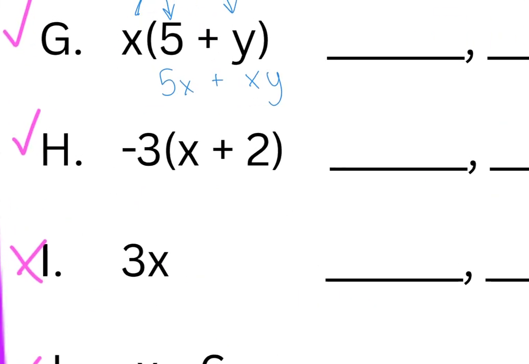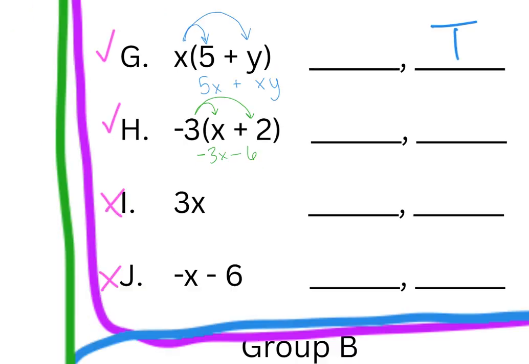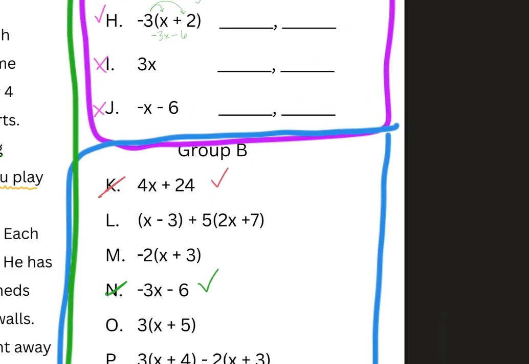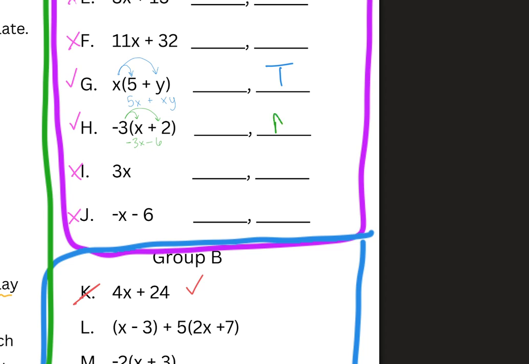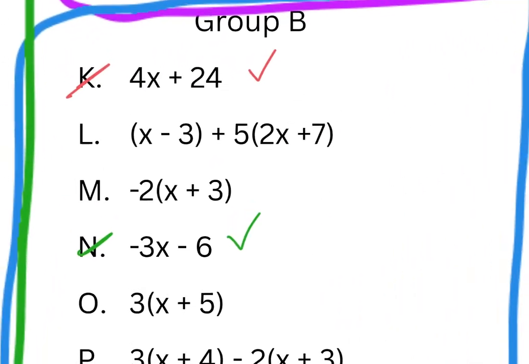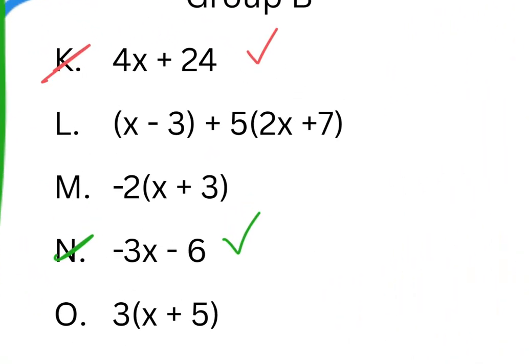And in fact, I'm just going to keep going. Right here, I can distribute this -3, -3x, minus 6. So -3x, there it is. -3x minus 6, that's n. So there's n. And then, so like I said, I can't do this one or this one. So I need to go down here and start simplifying. Okay?